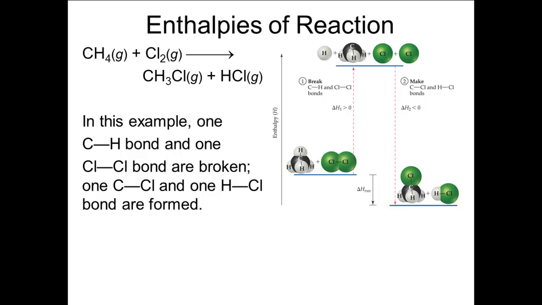Let's look at the reaction between methane, CH4, and chlorine, Cl2, to make chloromethane, CH3Cl, and HCl. In this example, one carbon-hydrogen bond and one chlorine-chlorine bond are broken, one carbon-chlorine bond and one hydrogen-chlorine bond are formed.